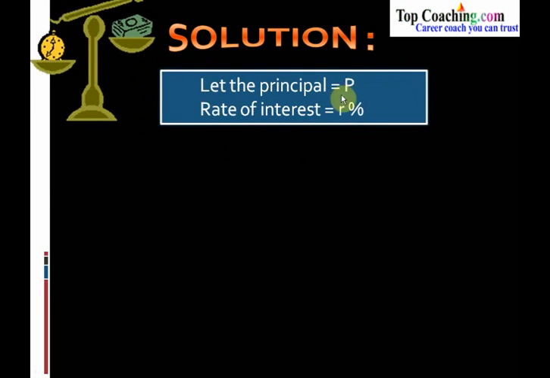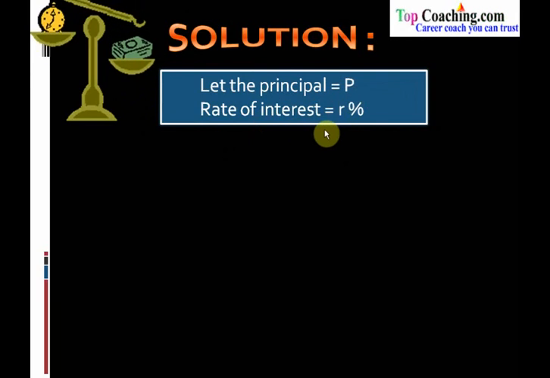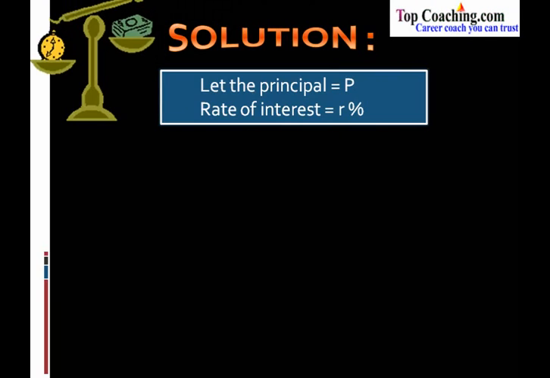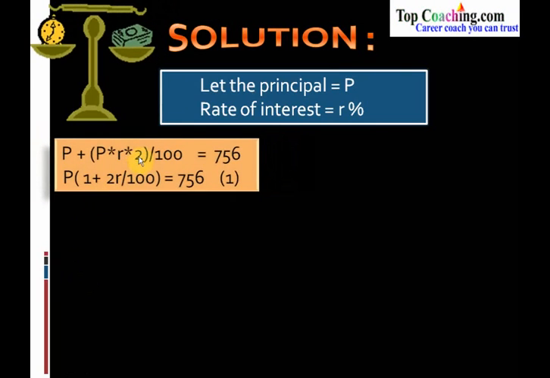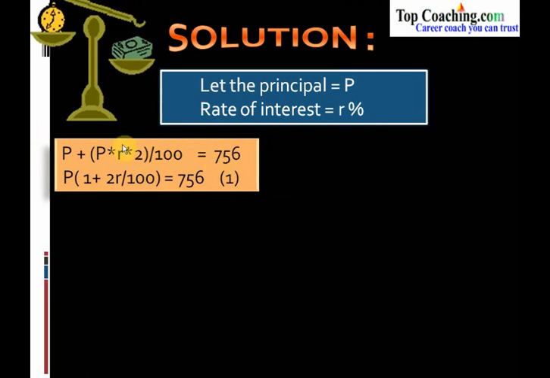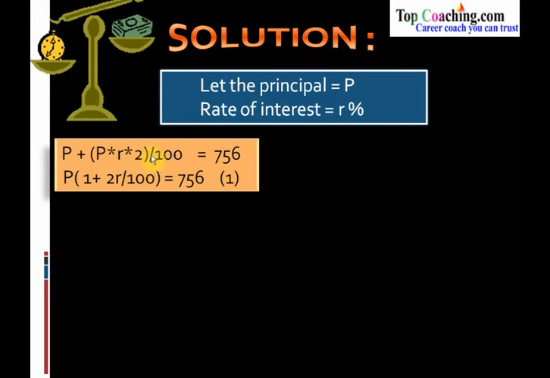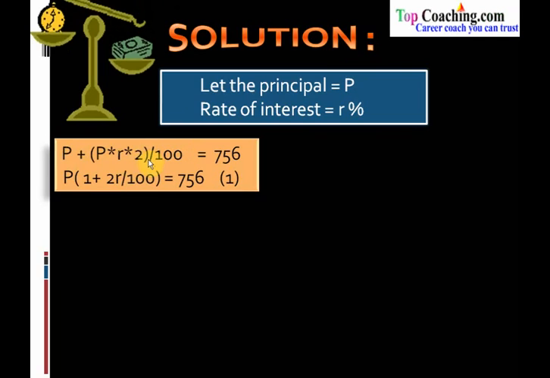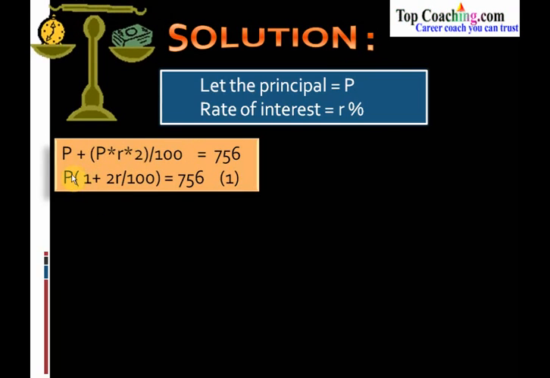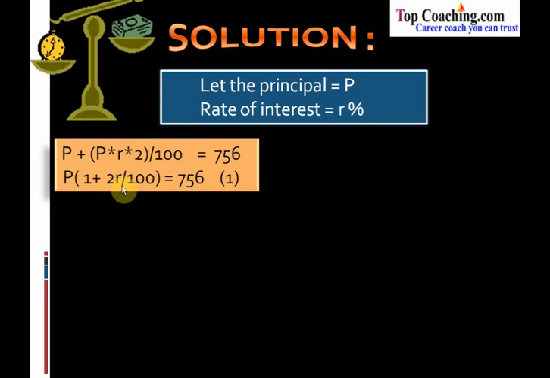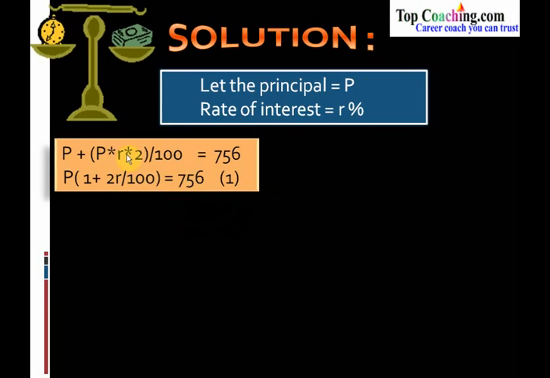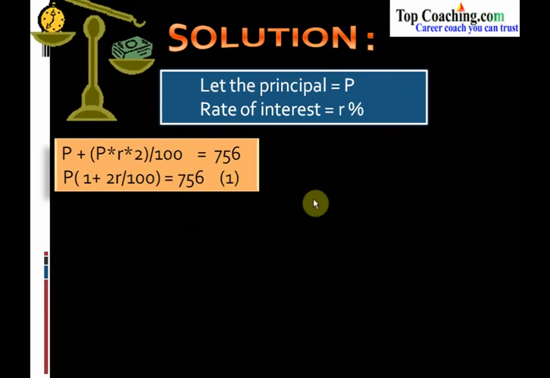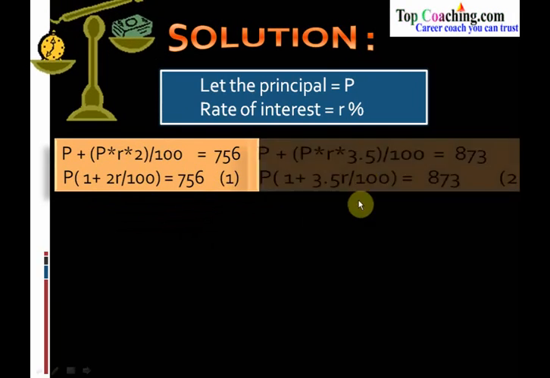Let us say that the principal is equal to P and the rate of interest is equal to R percent. So let's assume principal is P and the rate of interest is R percent. Now, in the first case, the amount is 756. So P plus P into R into 2 divided by 100 is equal to 756. Here the time period is equal to 2 years. So this equation further becomes P into 1 plus 2R divided by 100 equal to 756, and let us say that this is equation number 1.